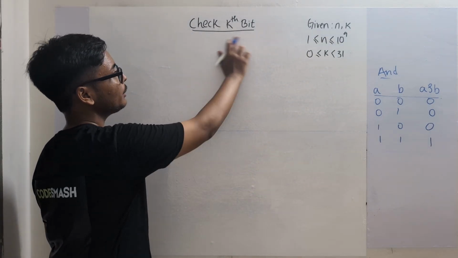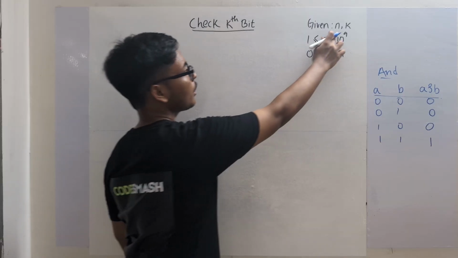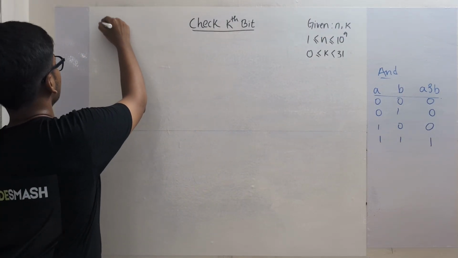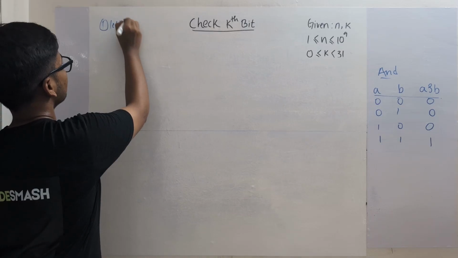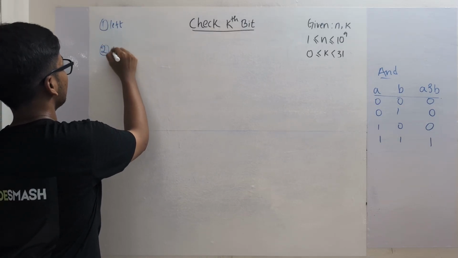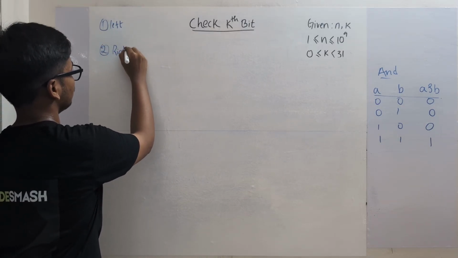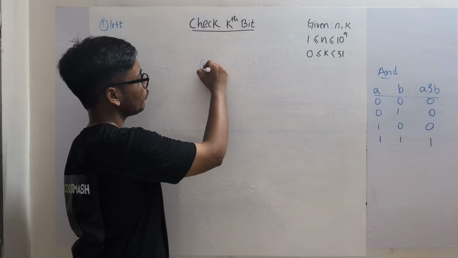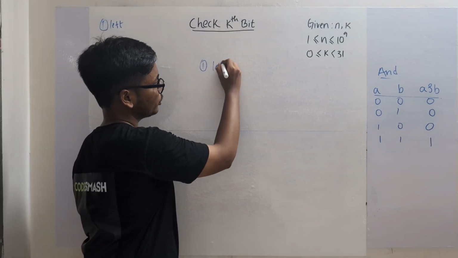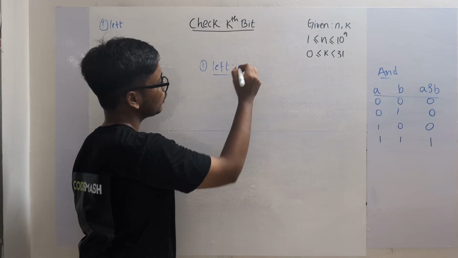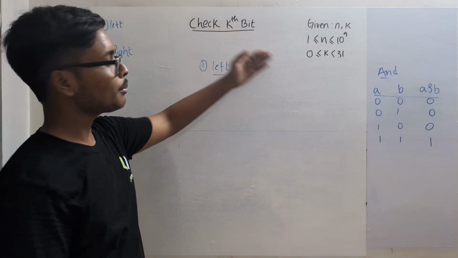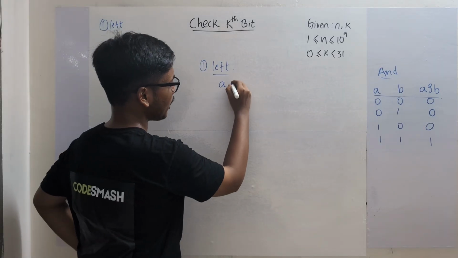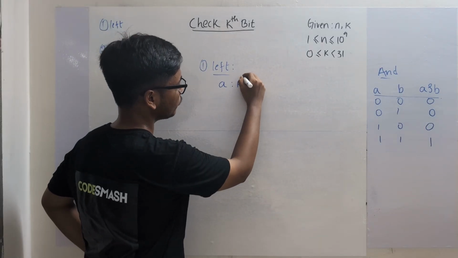I have to find whether the kth bit of a given number n is set or not. We will go by 2 approaches. The left approach, and then the second one, the right approach. First I will explain the left approach. So the kth bit of n may be 0 or 1. So let A be the kth bit of n.